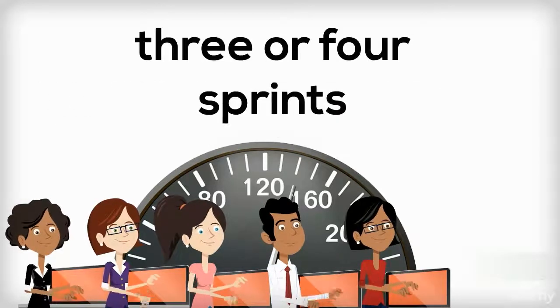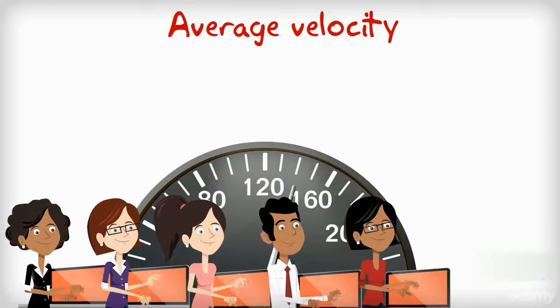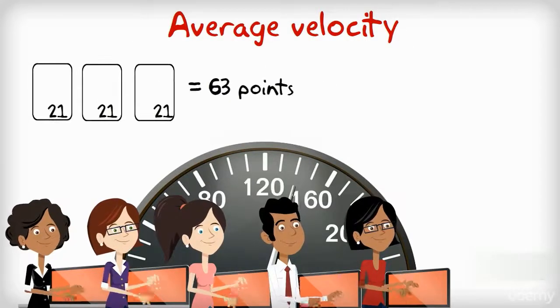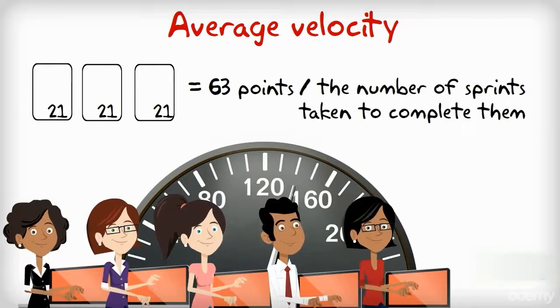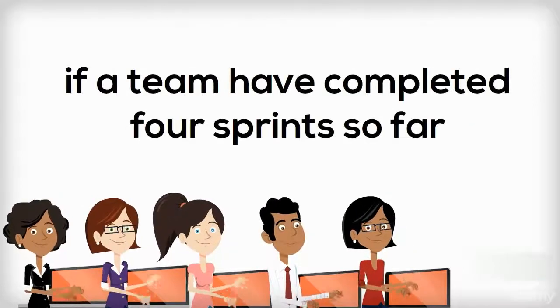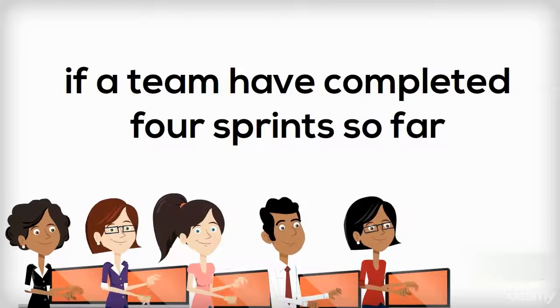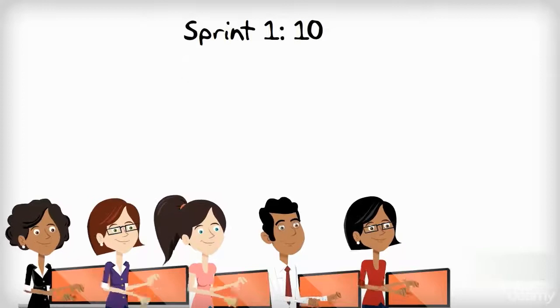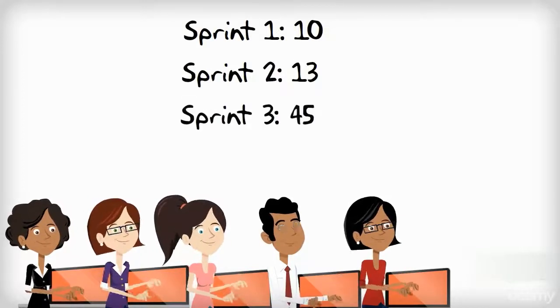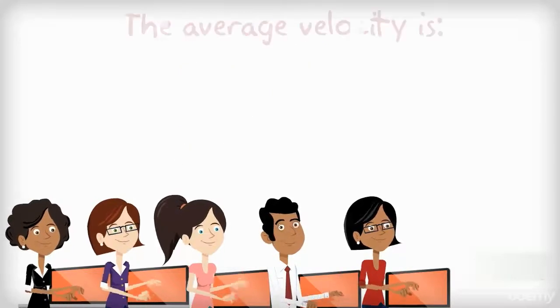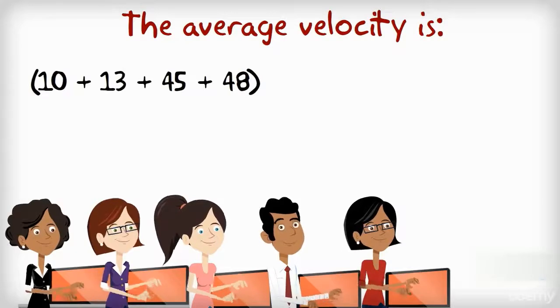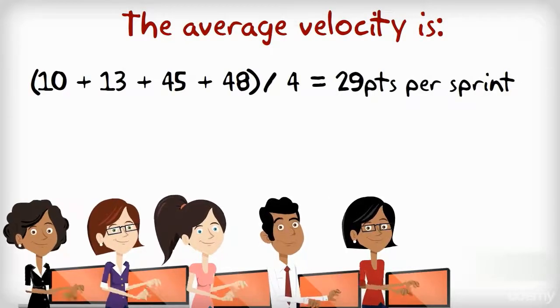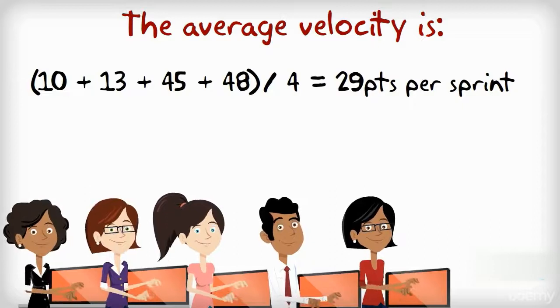Once the team has worked for 3 or 4 sprints, the average velocity can be calculated by dividing the total number of story points completed by the number of sprints taken to complete them. For example, if a team has completed 4 sprints so far, and their velocity at the end of each sprint is as follows: Sprint 1, 10; Sprint 2, 13; Sprint 3, 45; Sprint 4, 48. The average velocity is 10 plus 13 plus 45 plus 48 divided by 4, which equals 29 points per sprint.